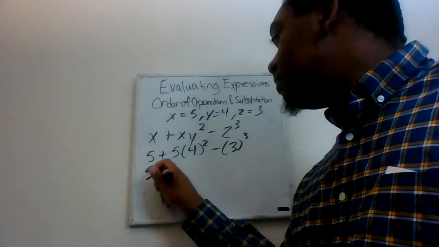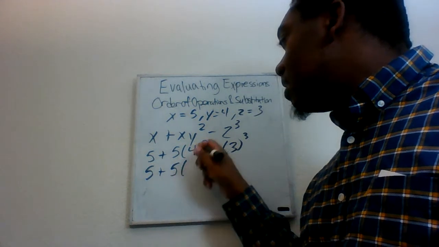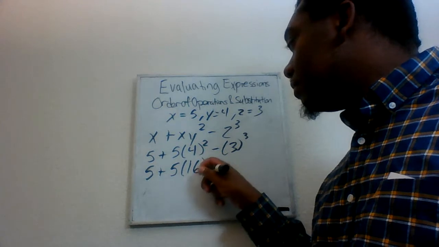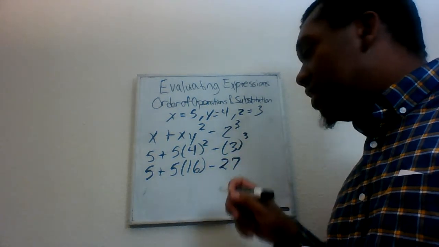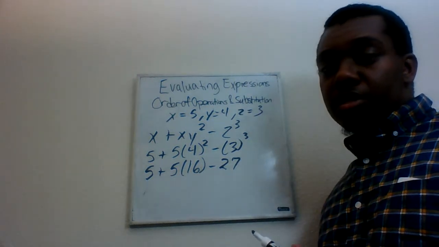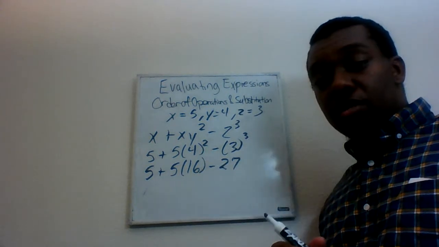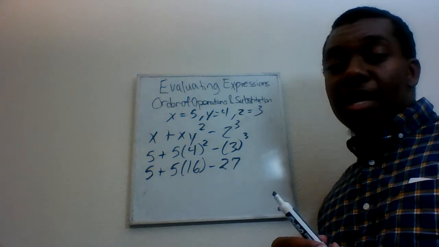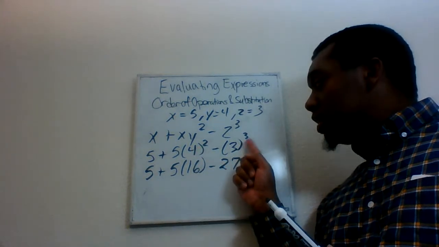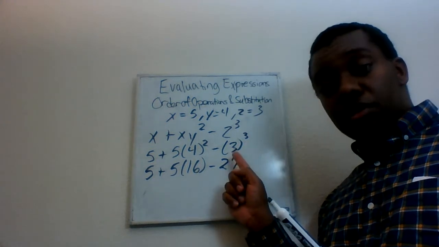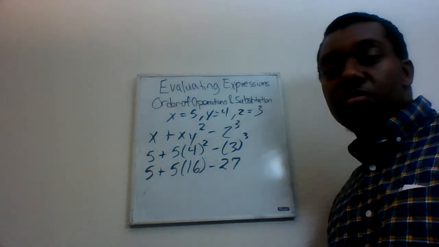So we get 5 plus 5 times 4 squared, which is 16, minus 3 to the third power, which is 27. Recall that exponents just tell you how many times to take this base, or the number, and multiply it times itself. This says 2 times, so this will be 4 times 4. This says 3 times, so this will be 3 times 3 times 3. And that's how I got those values.